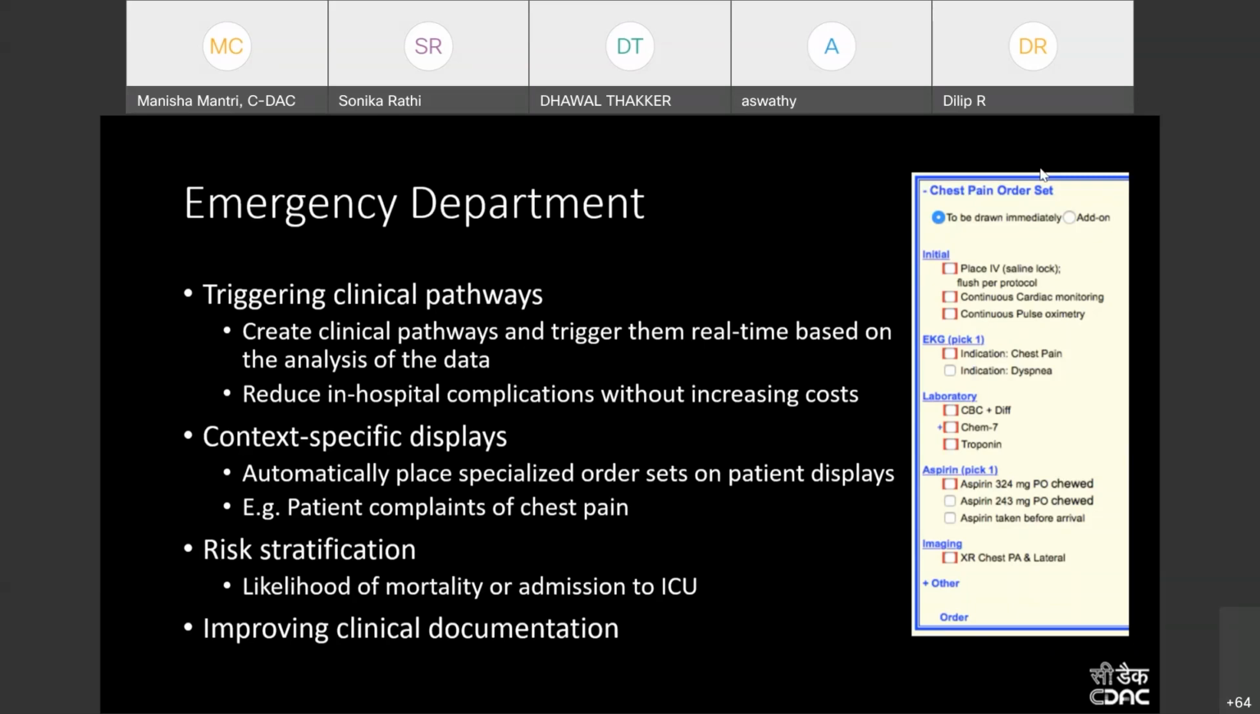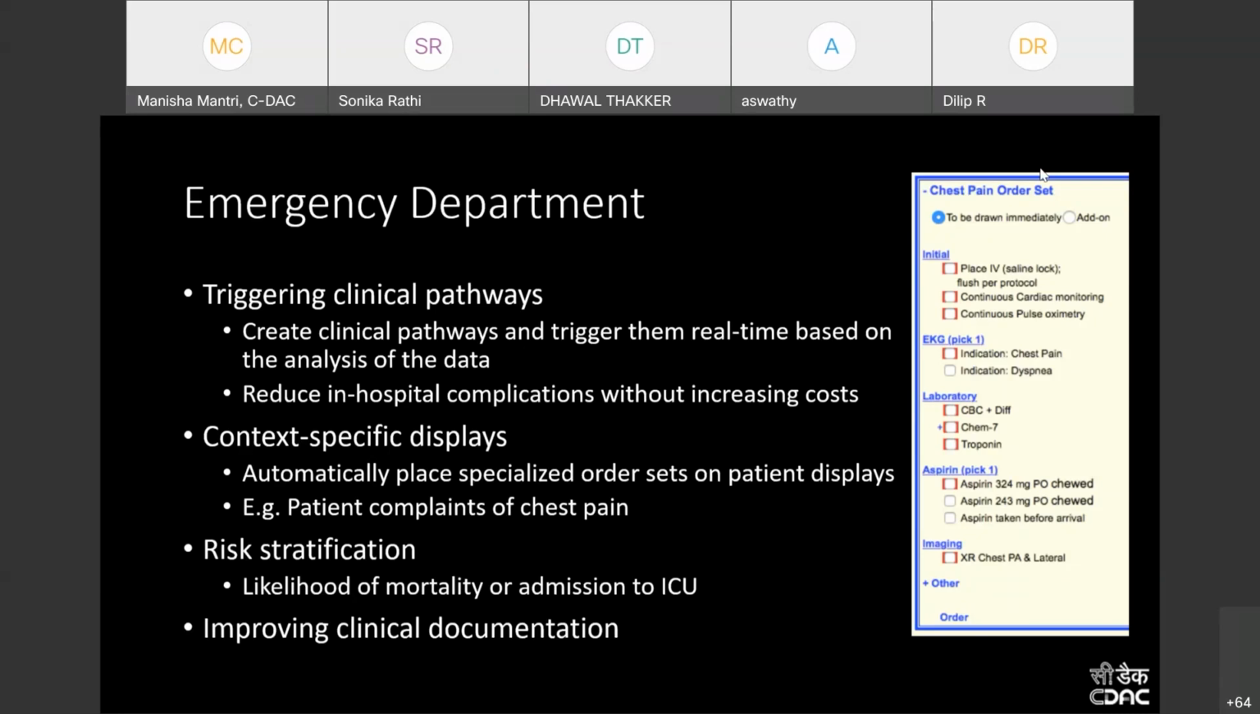For example, automatically placing some specialized order set based on the patient's condition. Say for example, a patient complains of chest pain, you immediately show that you may want to provide all of these directions initially: place an IV, provide a continuous pulse oximeter, provide a cardiac monitor, and then maybe give an aspirin dose, maybe 325 mg oral tablet. And maybe you can order the CBC differential and other laboratory tests and any other conditions that should possibly be done in such a situation. So this makes the overall workflow handy for the healthcare providers.